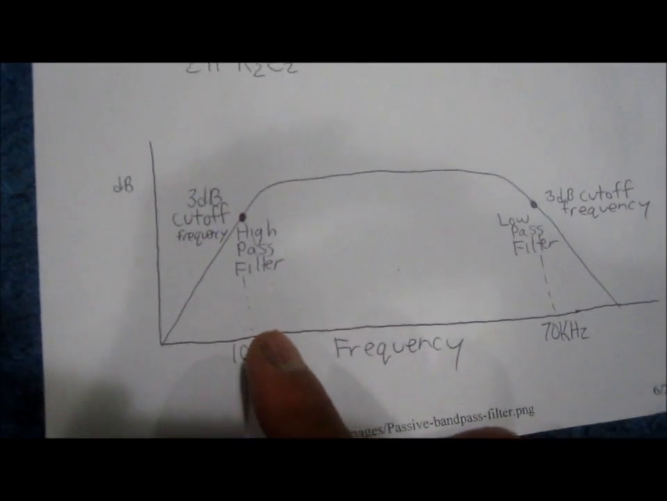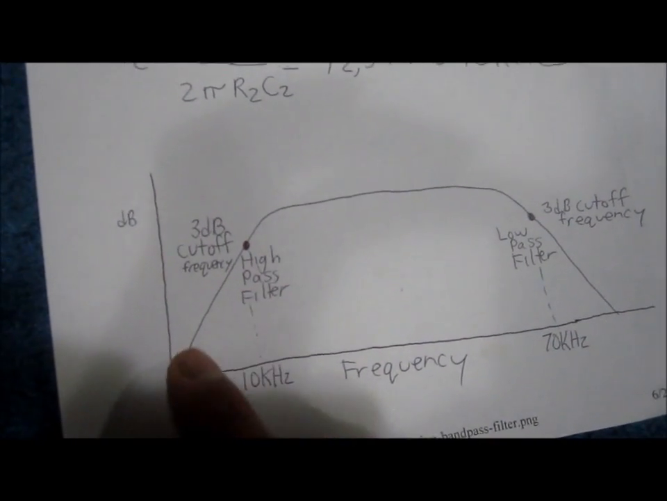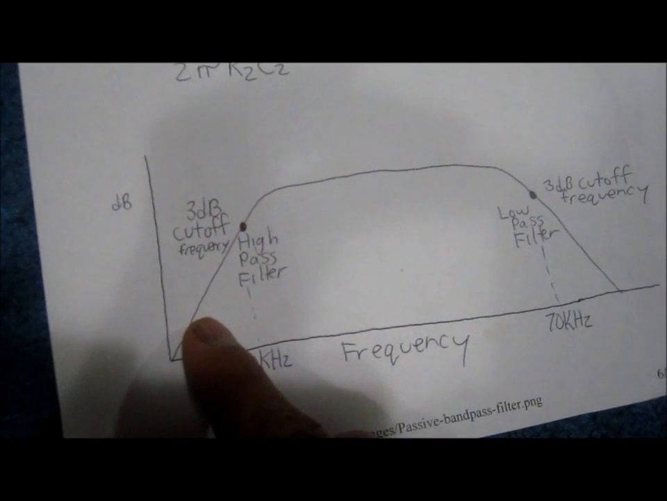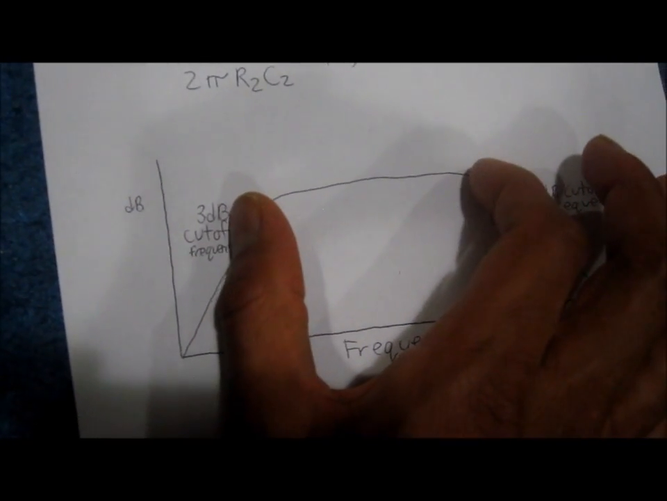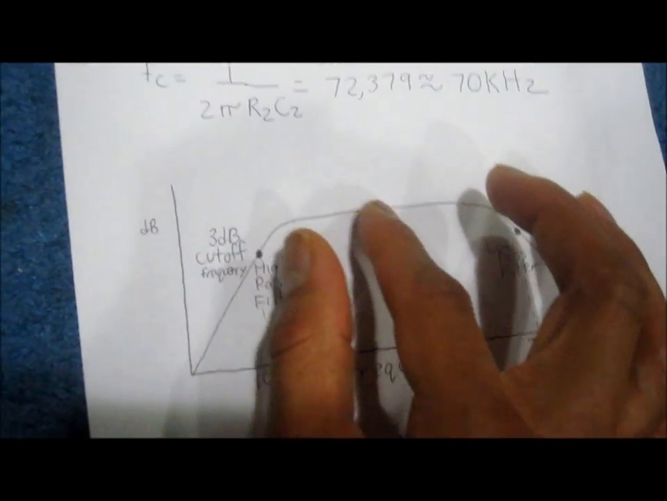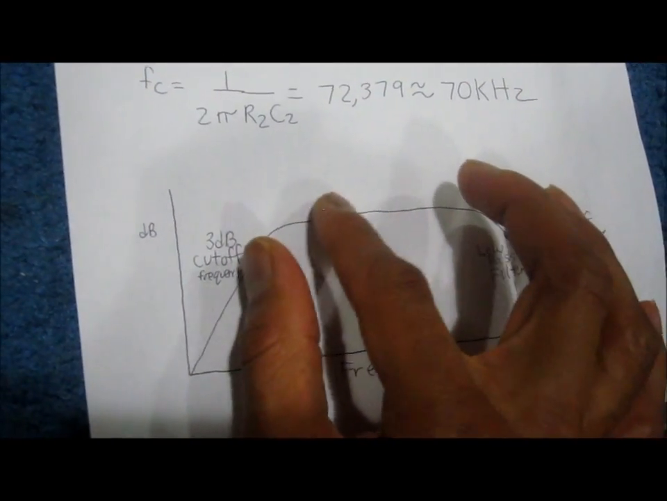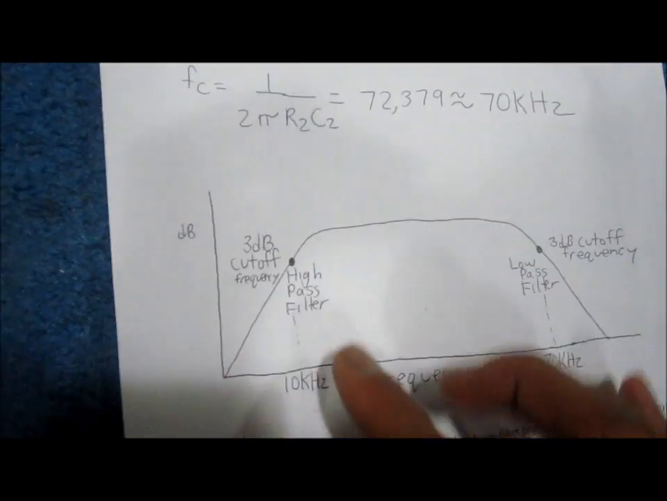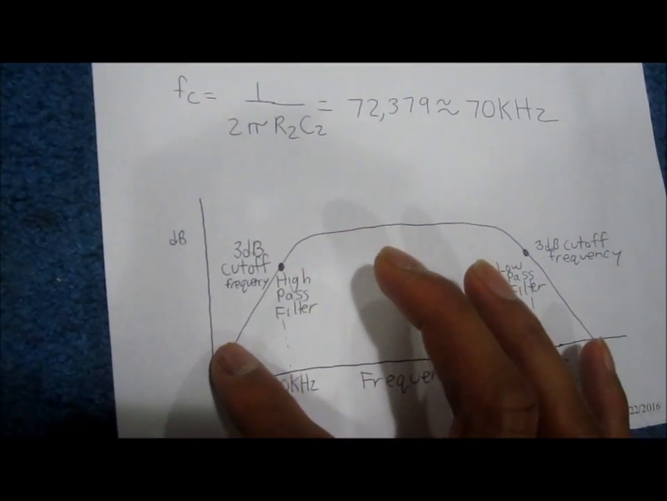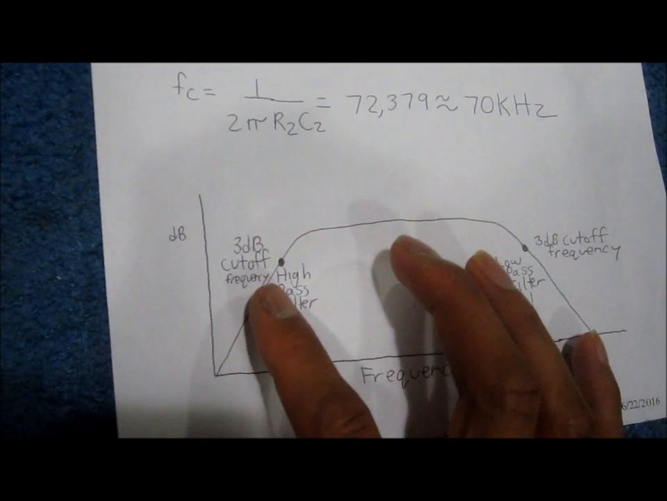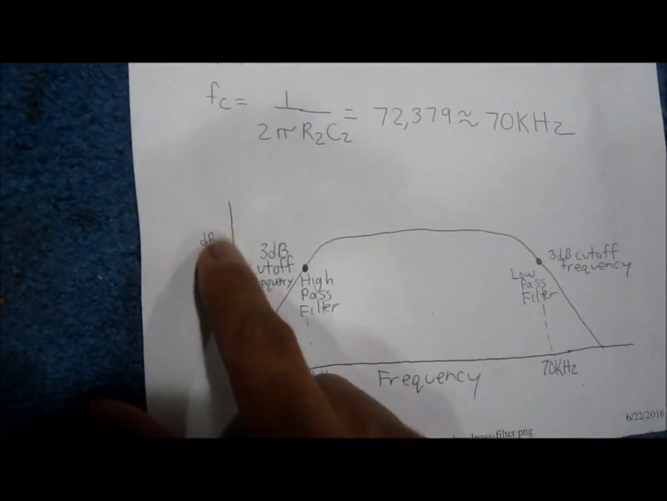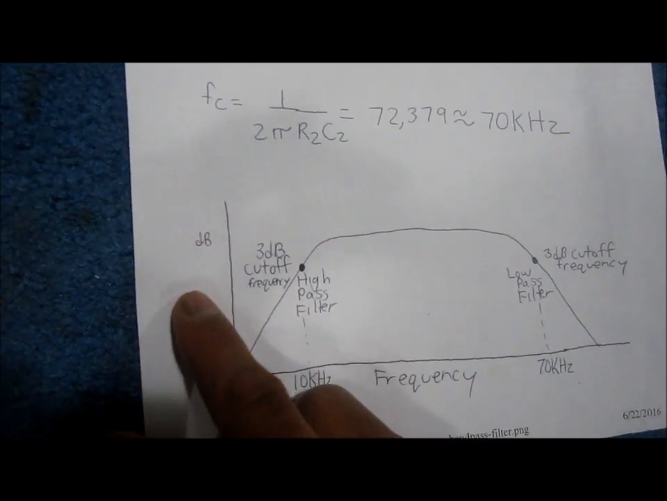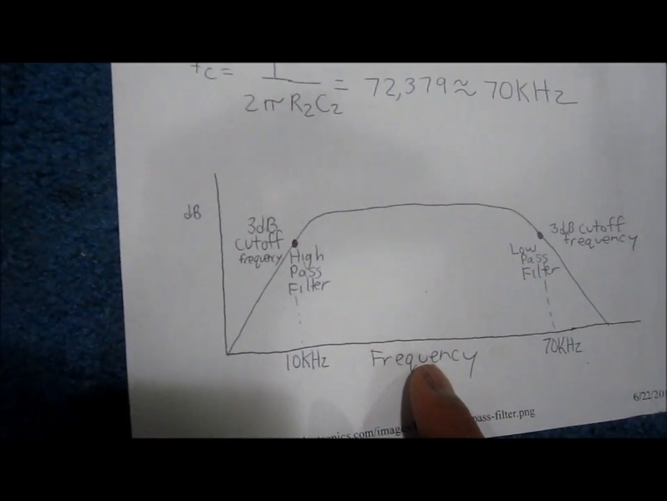So this right here is the characteristics curve of a bandpass filter. All frequencies in this region are referred to as the passband. These are the frequencies that get passed through the output with full gain, and frequencies outside the passband are frequencies that are greatly reduced or attenuated. This is a characteristics curve of gain versus frequency.